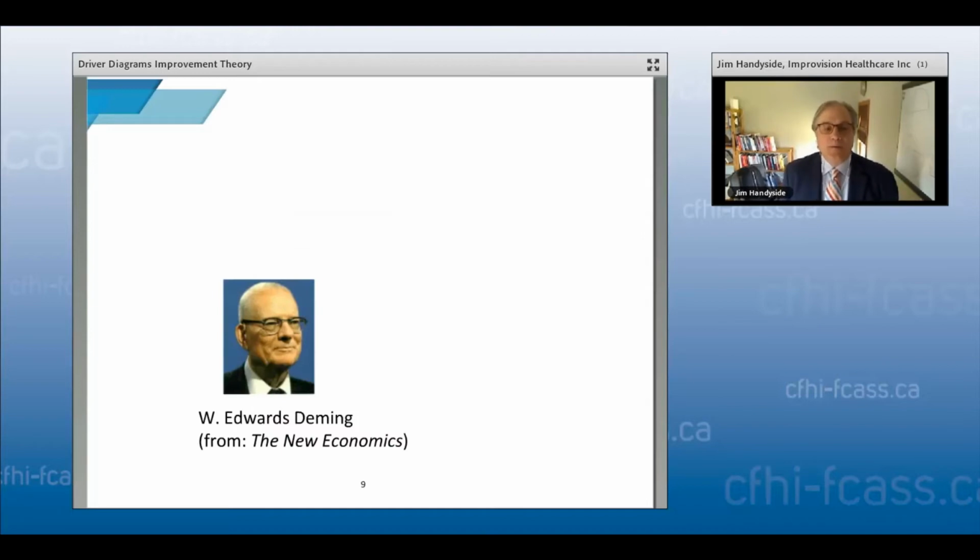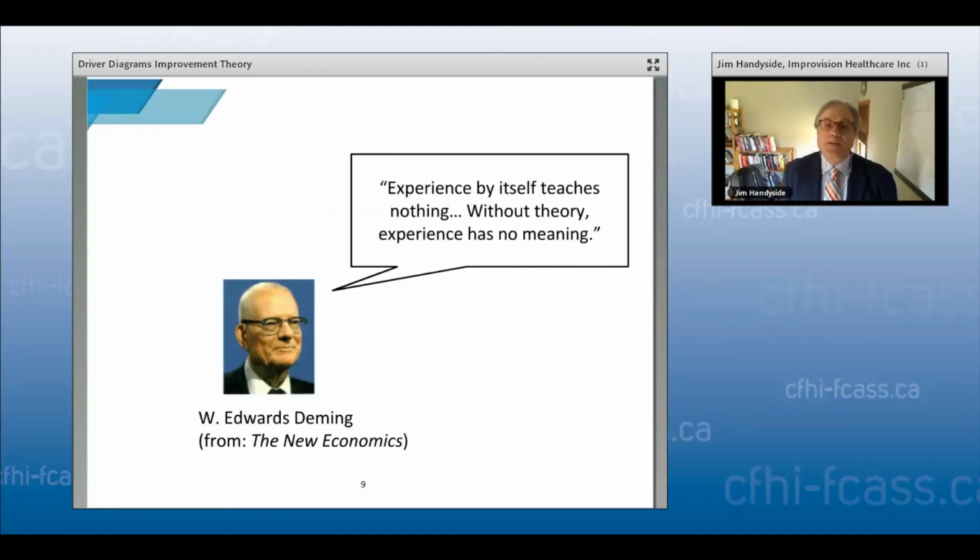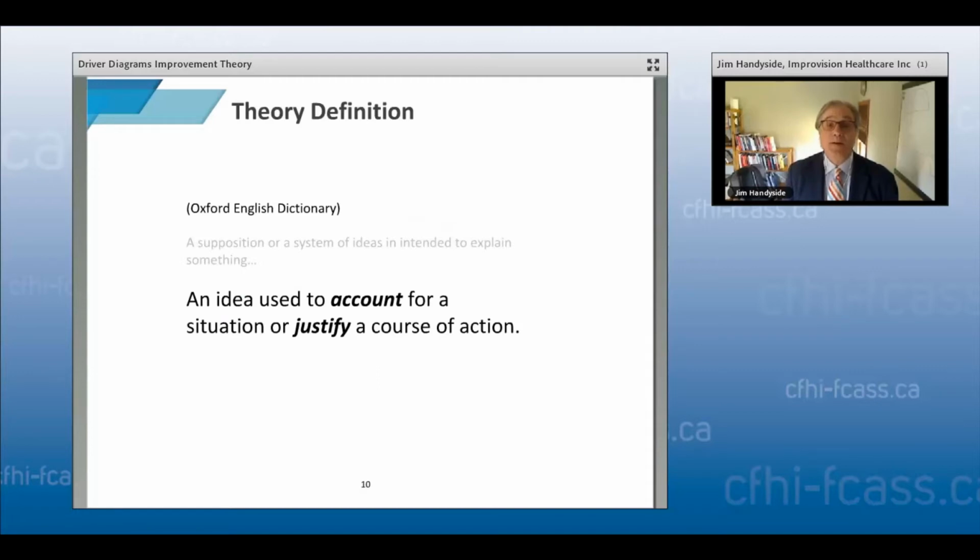Dr. Deming, who's a guru in quality improvement, on which much of our work in quality improvement is based, used to say that experience itself teaches nothing. Without theory, experience has no meaning. And really, that's the importance of theory in a nutshell: it enables us to learn about our improvement theory and learn as we test change whether or not it's having the result that we expect. I like the second definition of theory from the Oxford Dictionary: an idea used to account for a situation or justify a course of action.